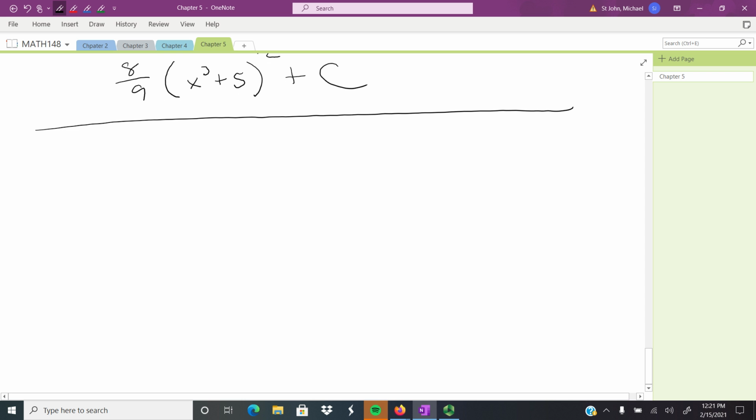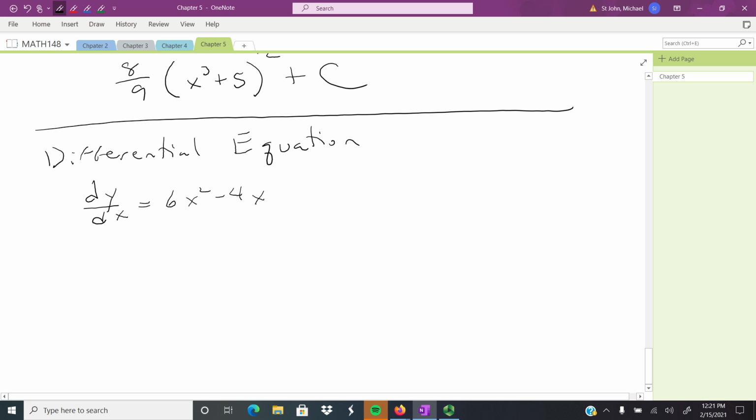So a little bit more on differentials. A differential equation. They do a little bit on differentials in this chapter. So given dy/dx equals 6x squared minus 4x, this would be a first order differential. It has to do with the derivative. This is the first derivative. So we can have first order, second order, third order, and so on.